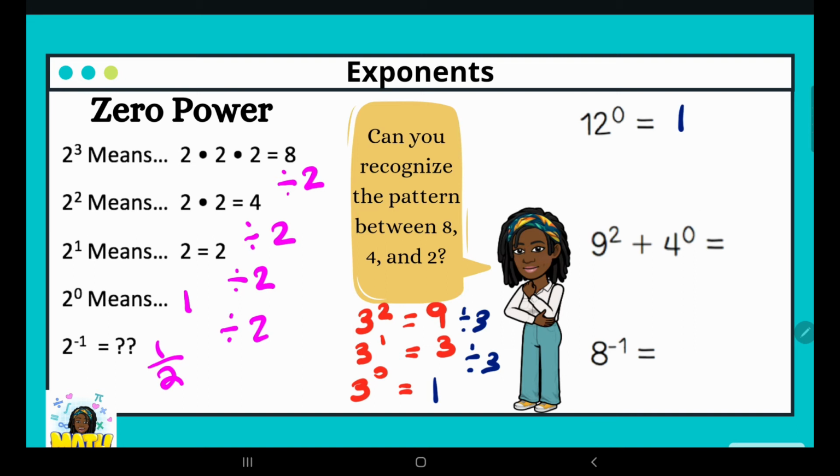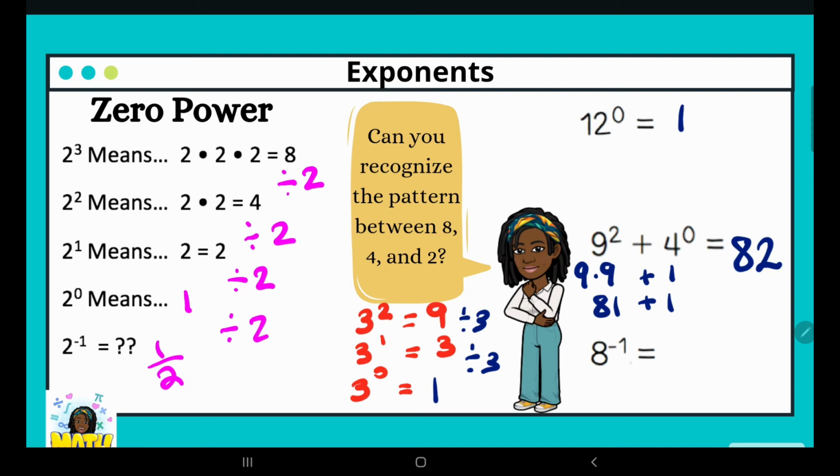Now here we have operations that are involving our exponents. Whenever you see this scenario, you want to evaluate each term. So 9 squared is one term, and then 4 to the 0 power is another term. So identify each term, evaluate them, and then combine using whatever operation is listed. So 9 squared is 9 times 9, which is 81. And then 4 to the 0 power is 1. So now we're left with 81 plus 1 for a final answer of 82.